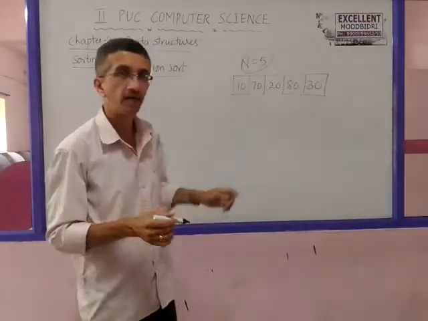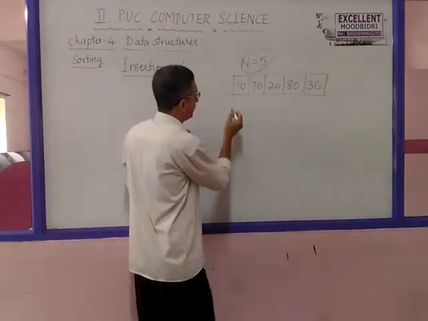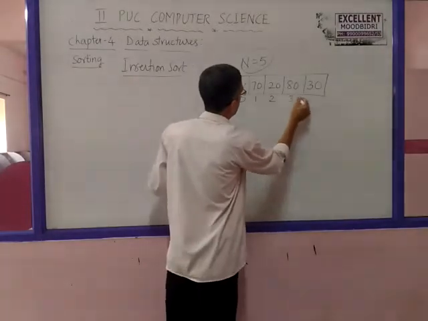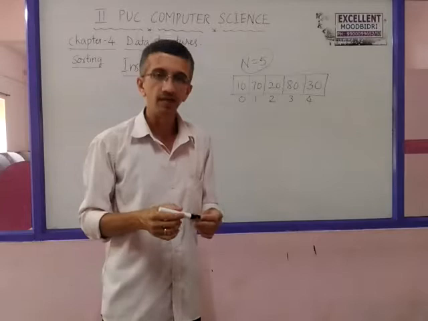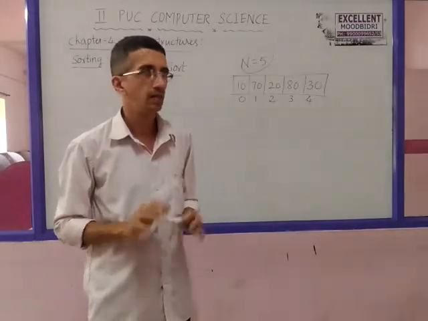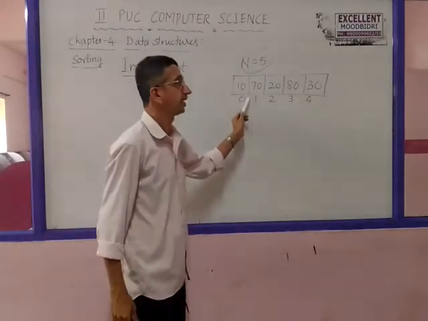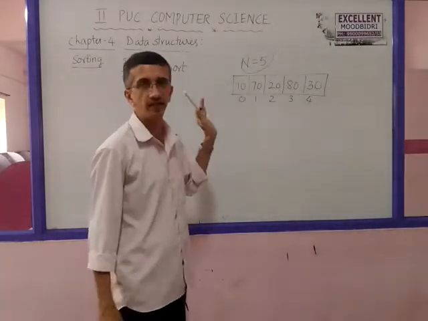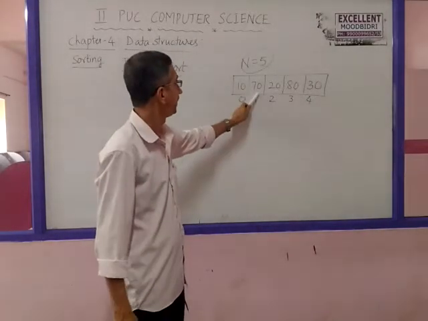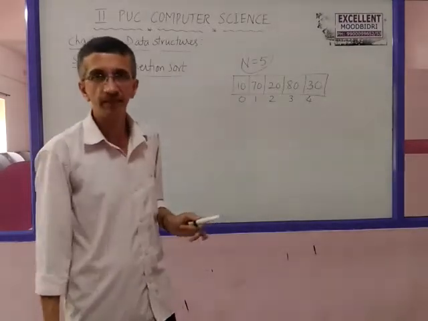Assume that the first item is in position. Now let us assume that 10 is in its position. 10 is in index 0, then 2, 3 and 4. Assume that the first item is in its proper position, 10. Next, take the second item, compare with the previous item. Take 70, compare with the previous, which is 10.